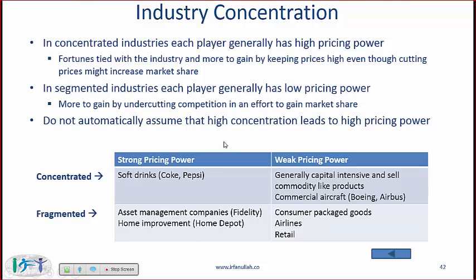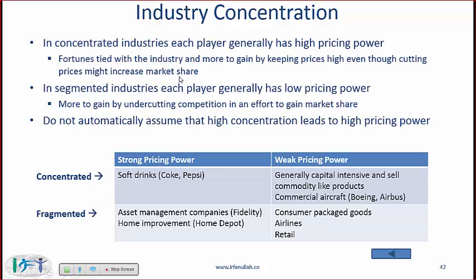So look at industry concentration. In concentrated industries, each player generally has high pricing power. Some people get confused about this, so I just want to emphasize the point. Concentrated industry means few players. Alright, so in theory, if you have few players, then the pricing power will be high. For each player, given that there are very few players, the fortune is tied with the industry, and there is more to gain by keeping prices higher, even though cutting prices may increase market share.